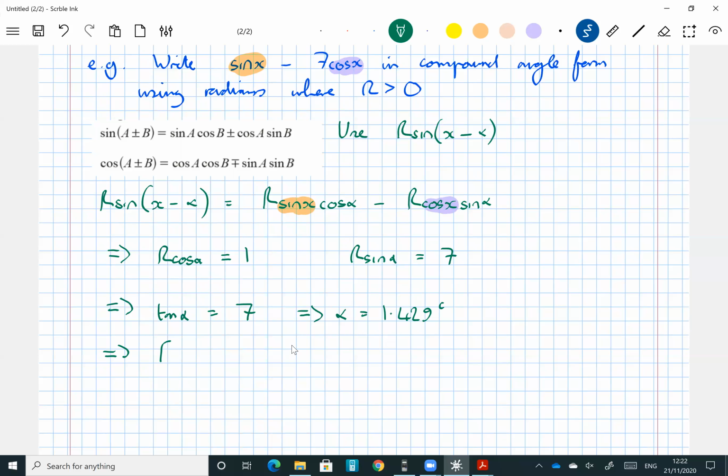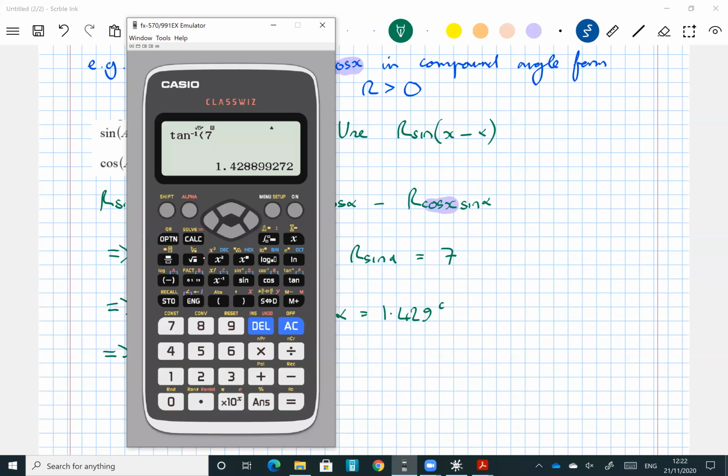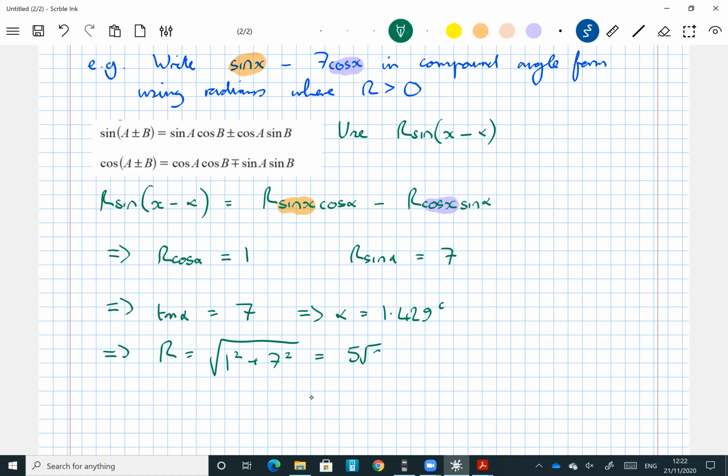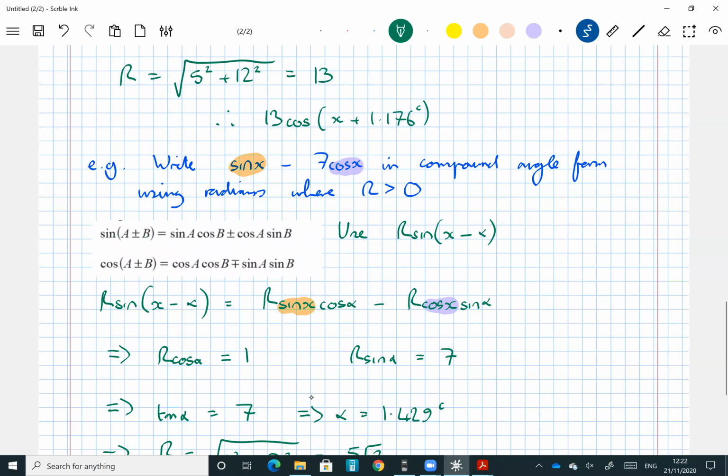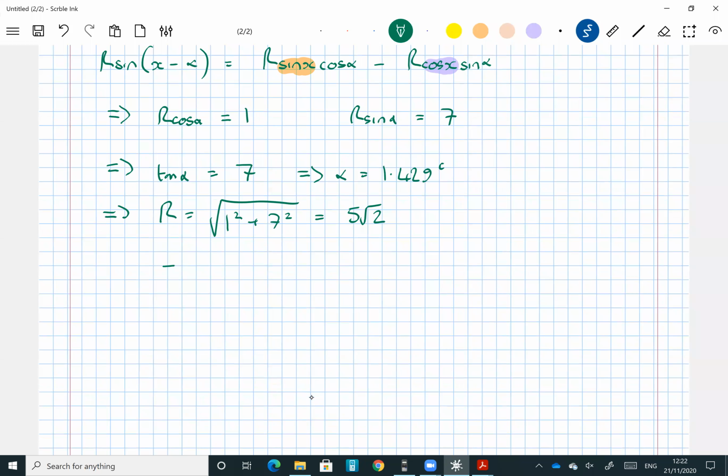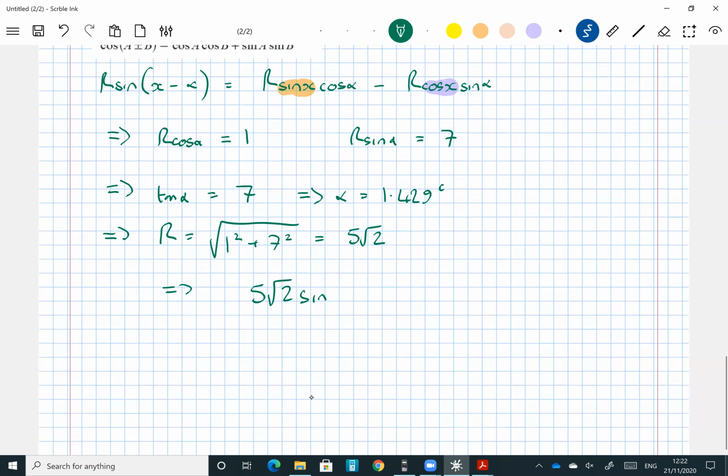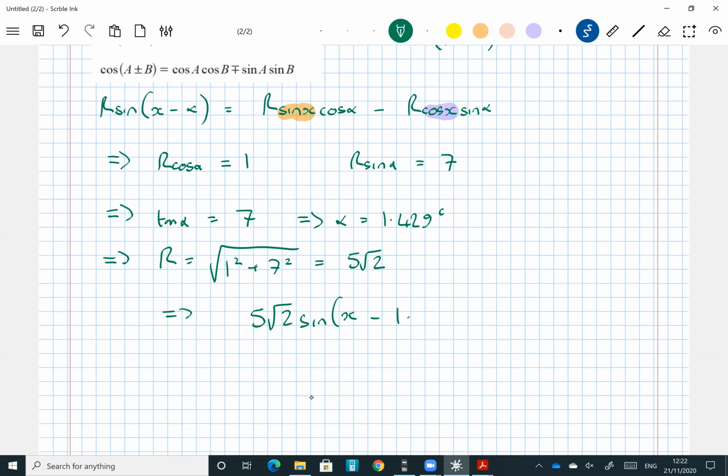And then for the nice easy mark, r equals the square root of 1 squared plus 7 squared. We'll put that in simplified surd form. Root of 1 squared plus 7 squared equals 5 root 2. And we've got it. So, therefore, our answer is 5 root 2 sine of x minus 1.429 radians. So that's how you do it.